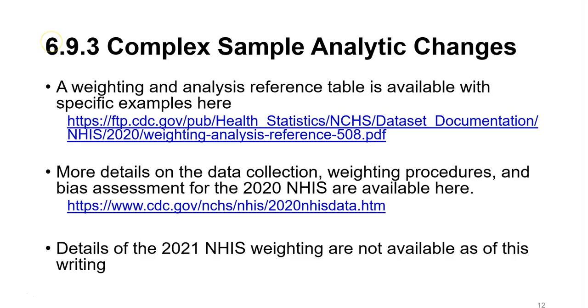And so here are some links for more information. The top link has a PDF that has the weighting and analysis reference table that's available with specific examples of how you want to weight it on their website, and more details on the data collection, weighting procedures, and bias assessment for the 2020 NHIS is available at that link provided there. The details of the 2021 NHIS weighting are not available as of this writing.